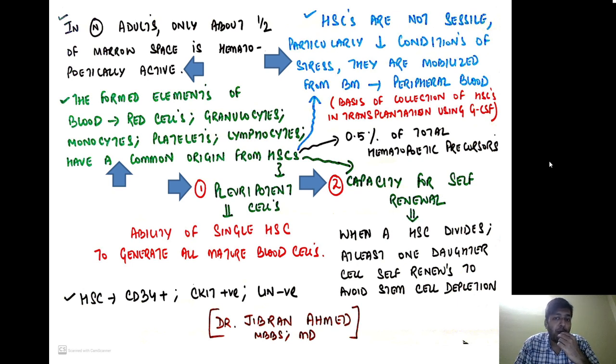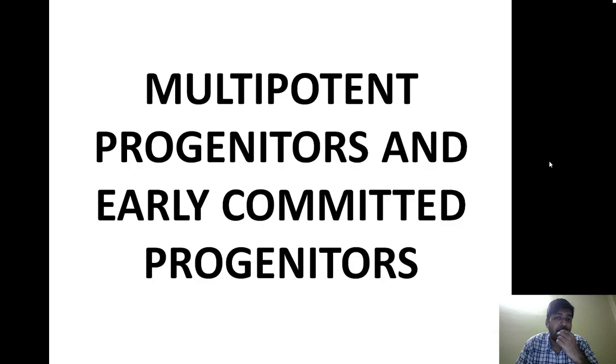Now these hematopoietic stem cells form 0.5% of the total hematopoietic precursors. Now remember, what are the markers of hematopoietic stem cells? They are CD34 positive, c-KIT positive or CD117 positive, and lin negative. These are the markers of hematopoietic stem cells.